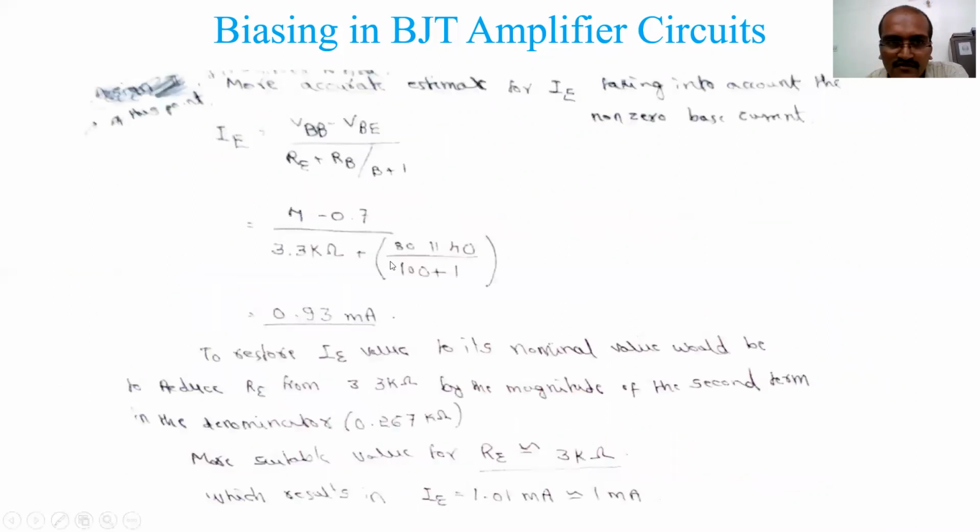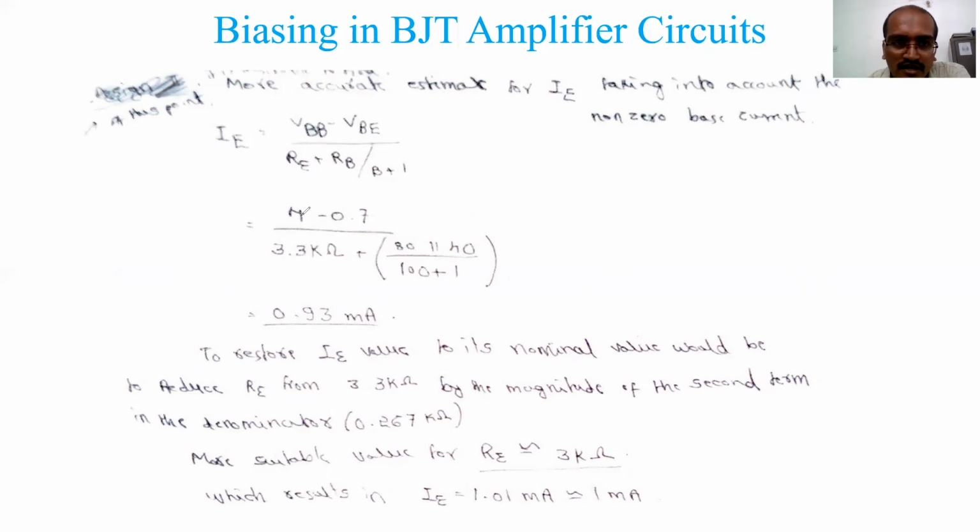To get a more accurate estimate for IE, taking into account the non-zero base current, that is the assumption we have taken now, we will substitute in the main equation. This is the equation we derived yesterday, right? IE equals VBB minus VBE divided by RE plus RB by beta plus 1. Now we know the VBB value, VBE and RE value are known, and RB is nothing but R1 parallel to R2. Just substitute and check, is it getting 1 milliamp?